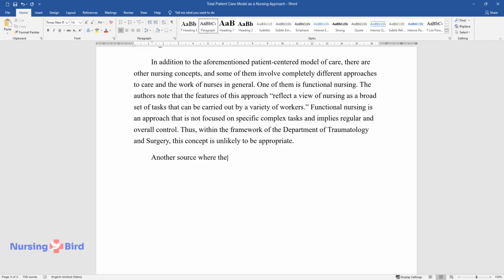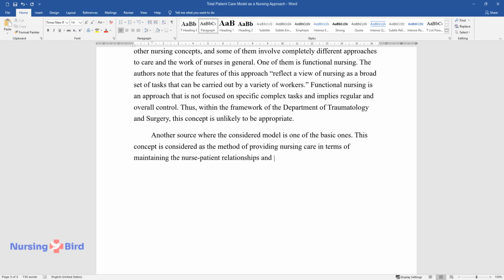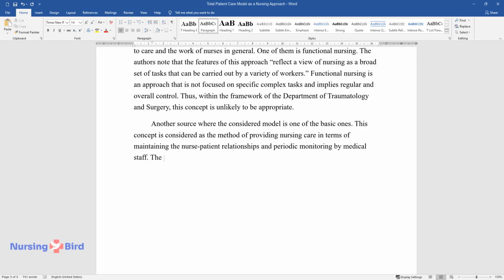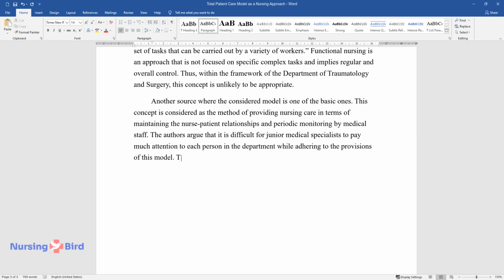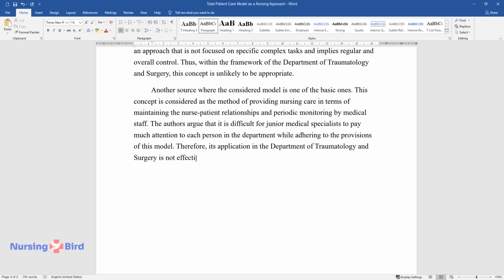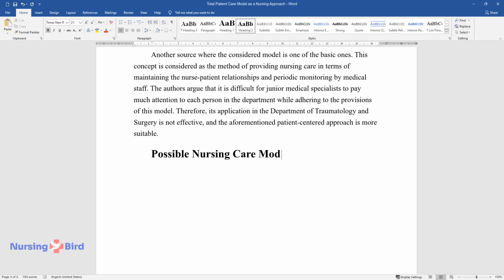Another source where the considered model is one of the basic ones. This concept is considered as the method of providing nursing care in terms of maintaining the nurse-patient relationships and periodic monitoring by medical staff. The authors argue that it is difficult for junior medical specialists to pay much attention to each person in the department while adhering to the provisions of this model. Therefore, its application in the Department of Traumatology and Surgery is not effective, and the aforementioned patient-centered approach is more suitable.